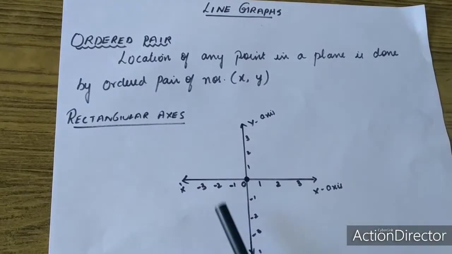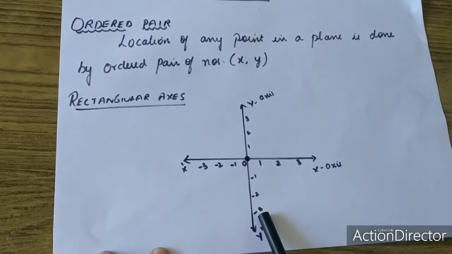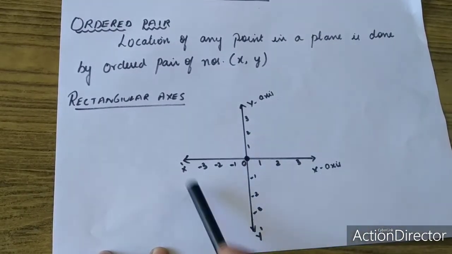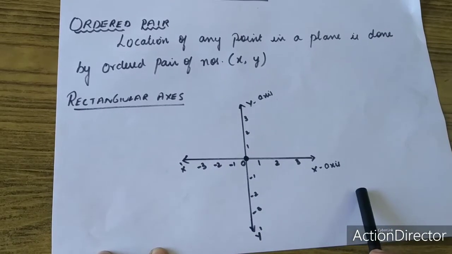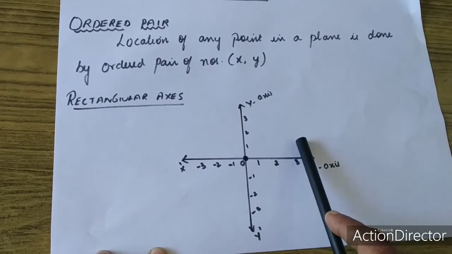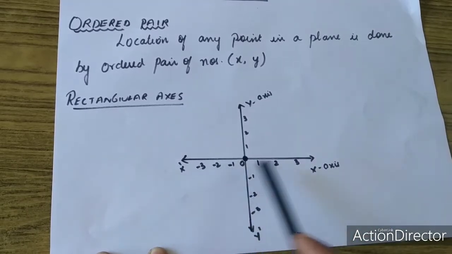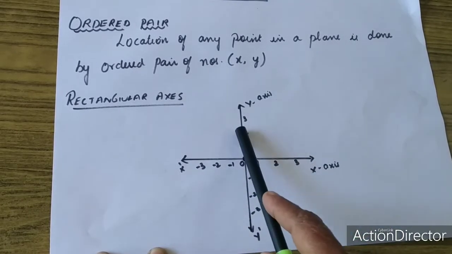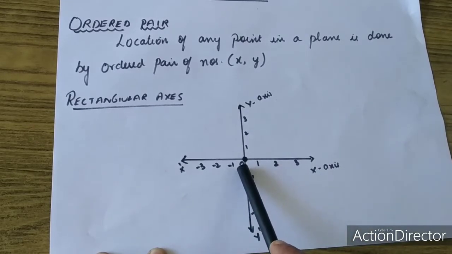The second term is rectangular axis. When you keep two scales perpendicular to each other, you get a rectangular axis. Now, using this rectangular axis as a reference, any point can be located in a plane. These two axes, kept perpendicular to each other, meet at a point called the origin.